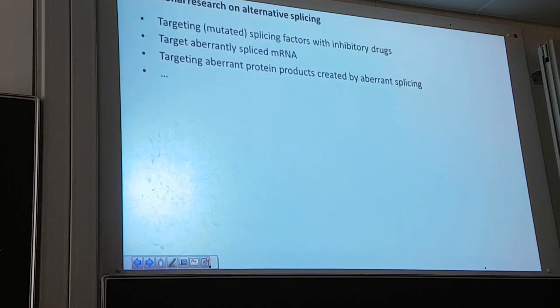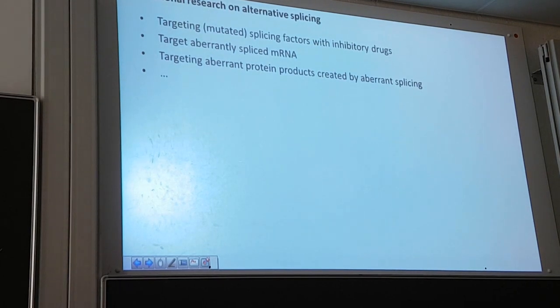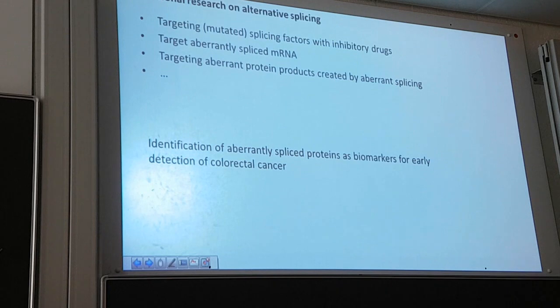So in translational research, you can work with alternative splicing in multiple manners. You can target splicing factors or mutated splicing factors with inhibitory drugs. You can target aberrantly spliced mRNA or target the protein product created by alternative splicing. And what we do is actually identify aberrantly spliced proteins as biomarkers for early detection of colorectal cancer.